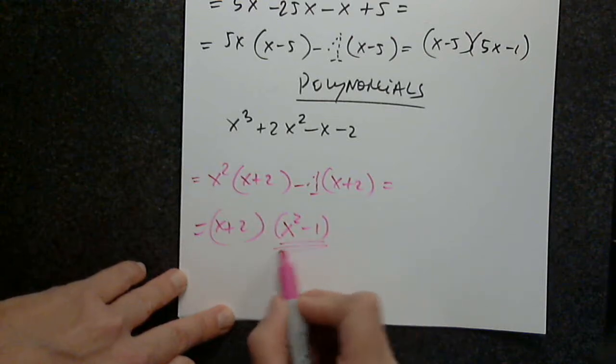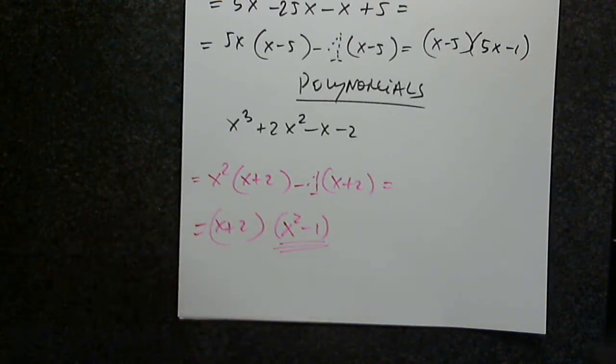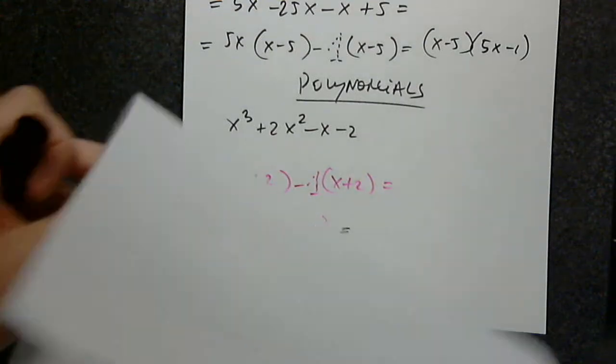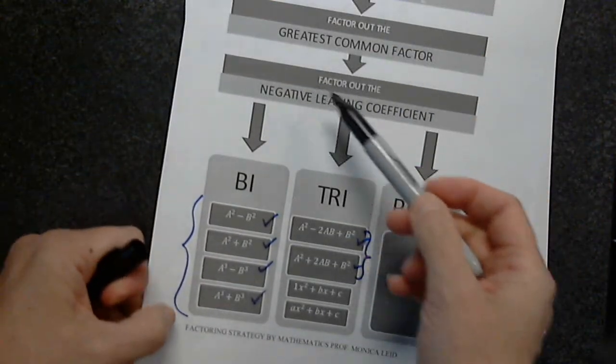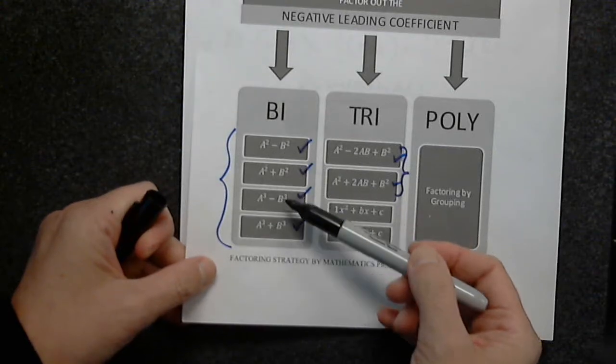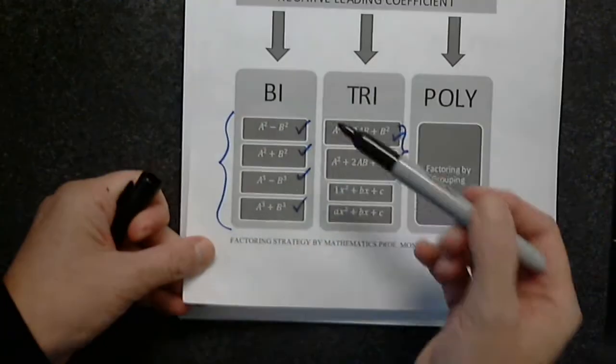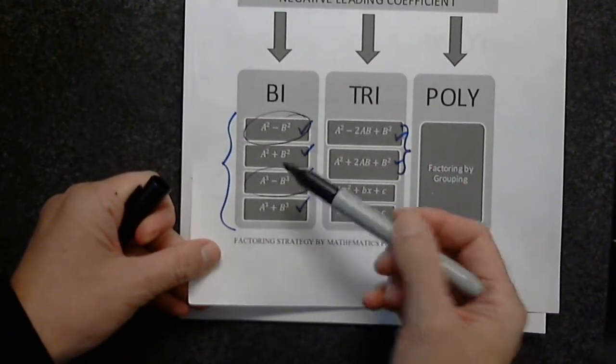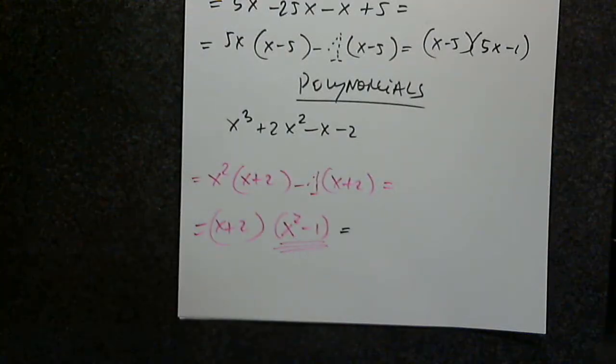Good. But this is not fully factored. When we're asked to factor, we're asked to fully factor. So what will you do with x squared minus 1? You can go back to the strategy, right? It's a binomial. It's in descending order. Since it's minus, it's either this or this. And now you have to identify if it's applicable.